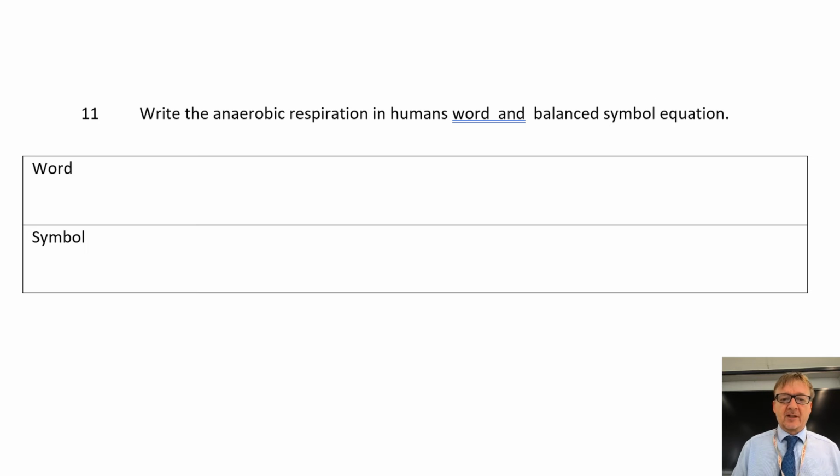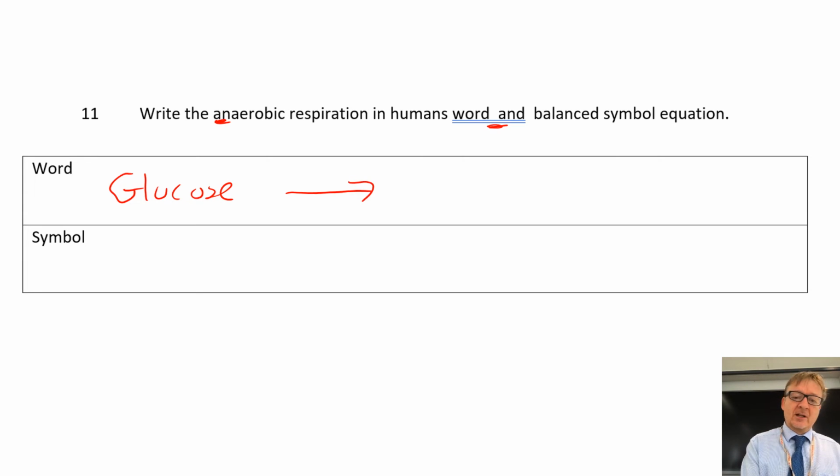Question number 11, right? Write the anaerobic respiration in humans word and balanced symbol equation. So here we go. So the word equation is glucose. So this is anaerobic. Anaerobic means without oxygen or limited oxygen. Glucose goes to lactic acid plus energy.